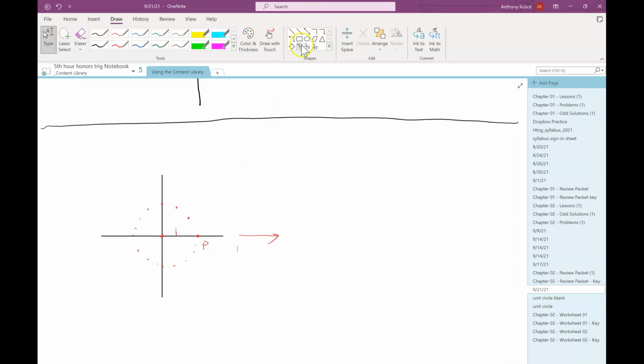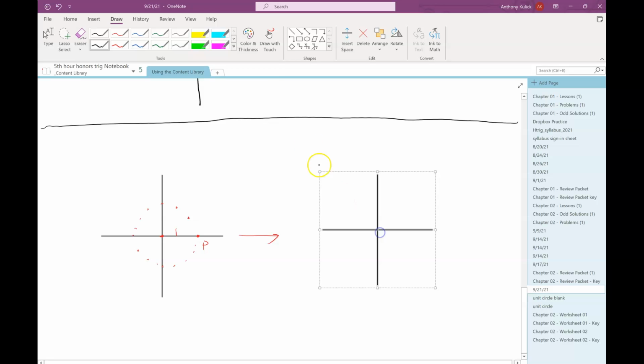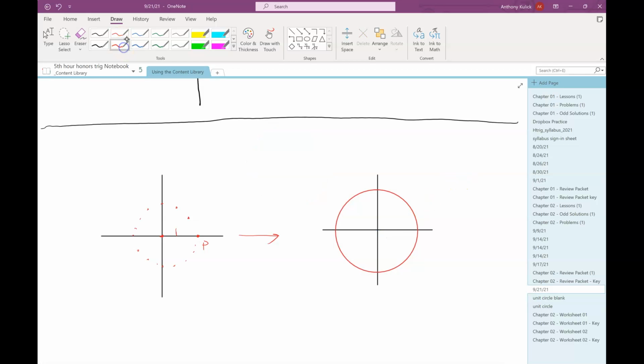So what we can say is that all these points that P can occupy are going to be points on this circle with radius 1. We call this kind of circle a unit circle because its radius is 1 unit long.